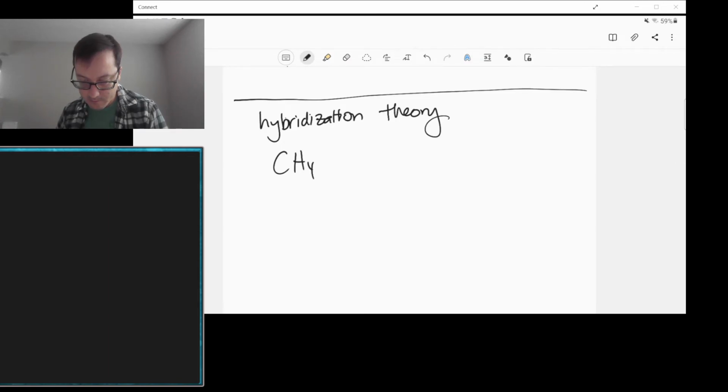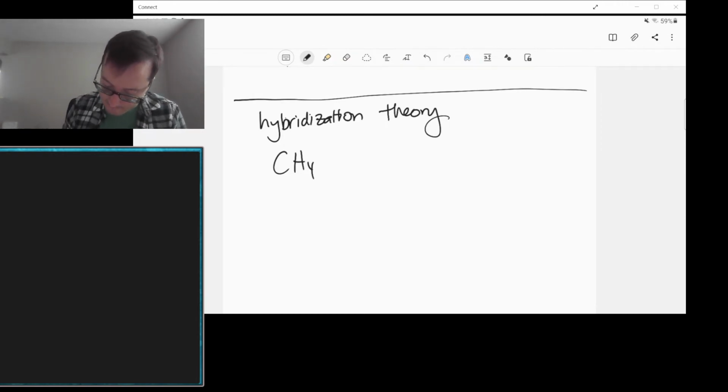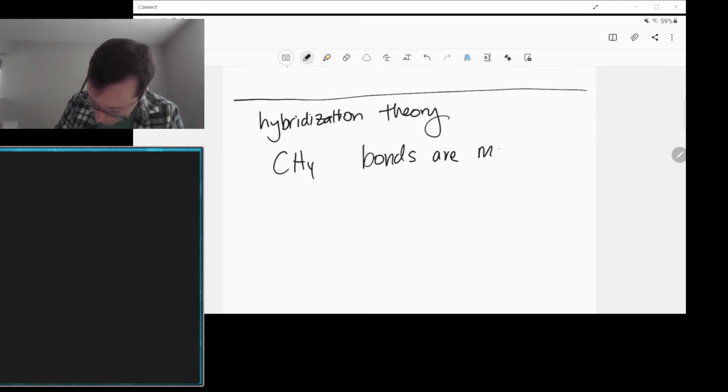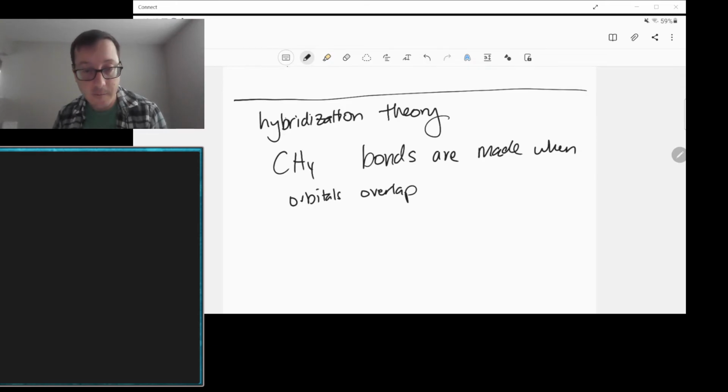have I talked about how bonds are made? All right, let's take a step back here. Oh no, I can do it now. Okay, so consider that bonds are made when orbitals overlap with each other.